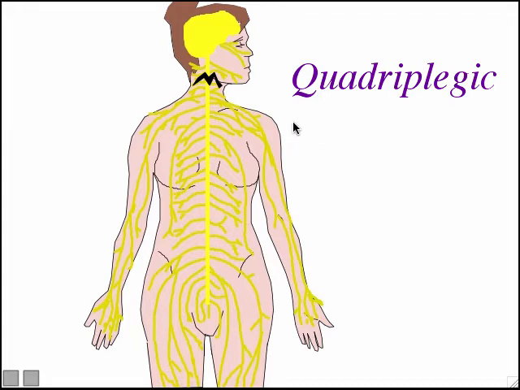Quadri means four, because all four limbs, both arms and both legs, as well as the rest of her body below the break, have no sensation, no touch feeling, and no muscle use.